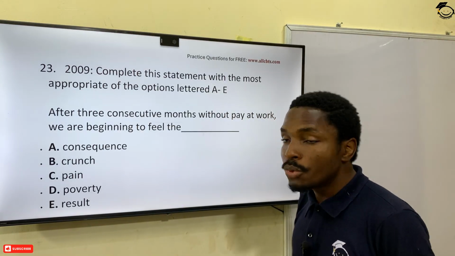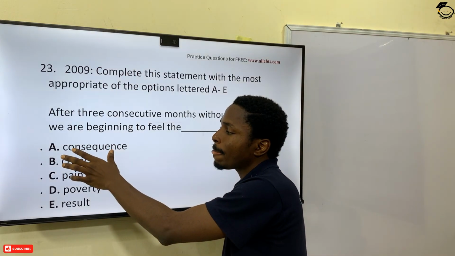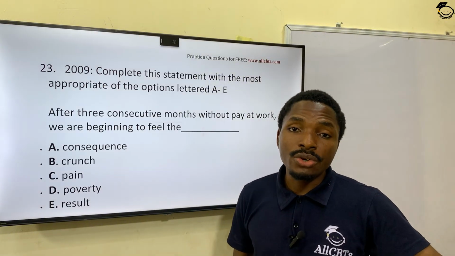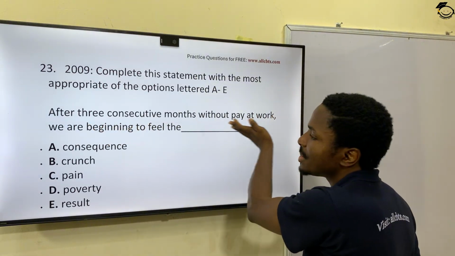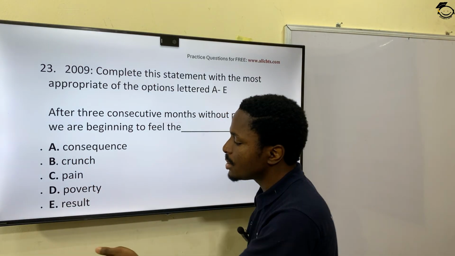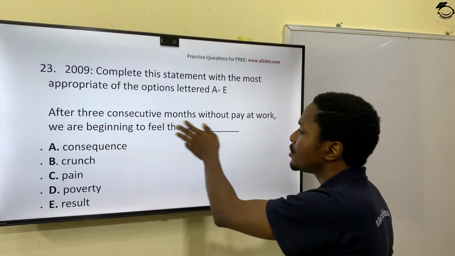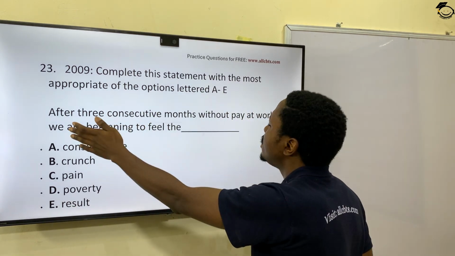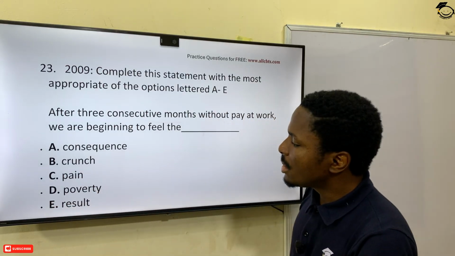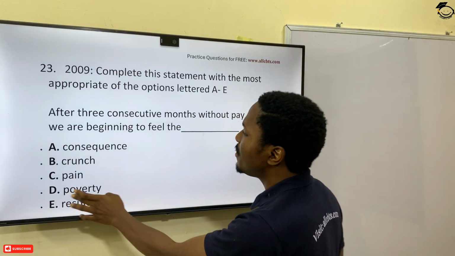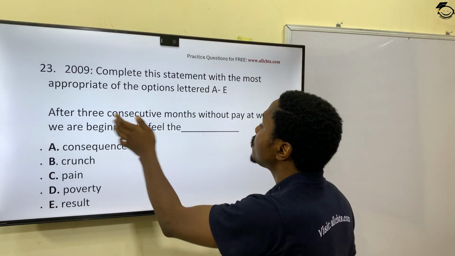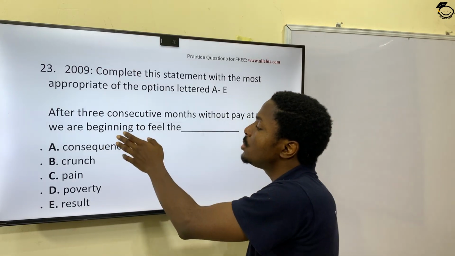Now, the consequence, no. Consequence will be the result of a negative action or of a negative choice. No, they didn't make any negative choice yet, right? Crunch, pain, poverty, result. Results will not sit here because they didn't do any work. They didn't do anything wrong that will make them expect to get a result. So we are going to be left with, poverty will not sit well. So it's got to be crunch. So after 3 consecutive months without pay at work, we are beginning to feel the crunch.